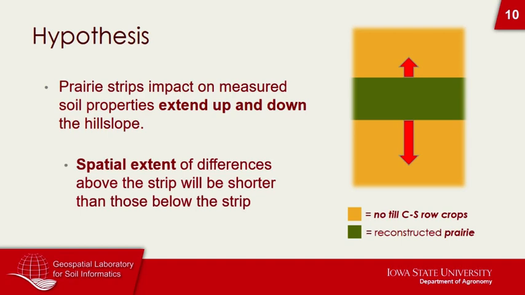The fields with prairie strips have increased infiltration. They've got more water actually cycling and running through. So I expect other processes, such as leaching and retarding of carbon breakdown, to also be occurring.